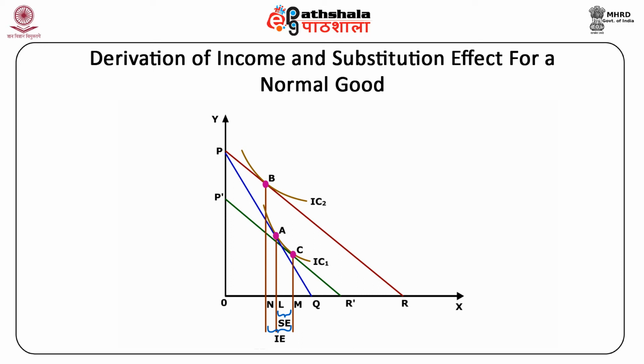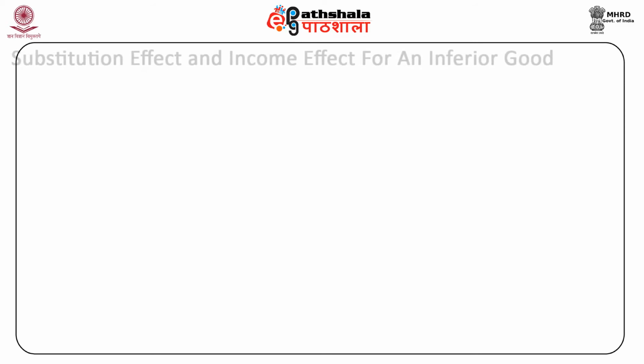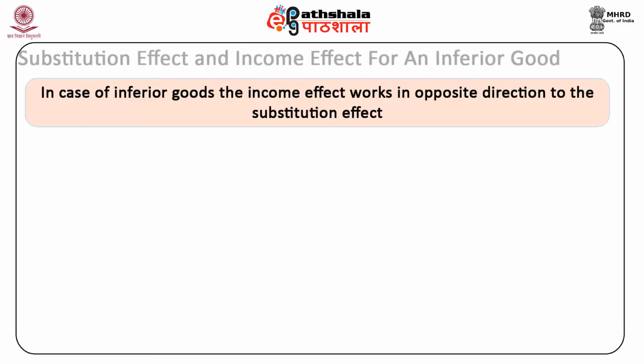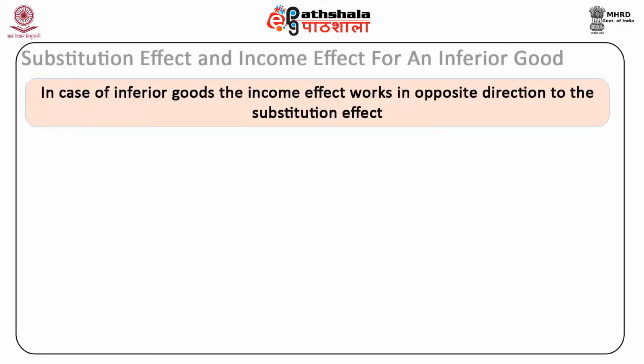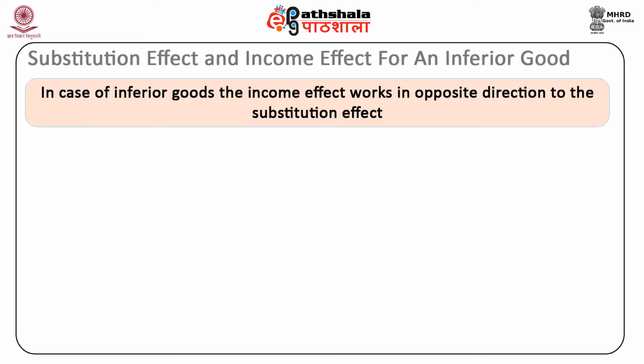If X is a normal good, an increase in purchasing power leads to an increase in the quantity demanded of X. In the figure, MN shows the income effect for a normal good. For a normal good, the quantity purchased increases when the price falls, both due to the income effect and substitution effect. But in case of inferior goods, the income effect works in the opposite direction to the substitution effect.